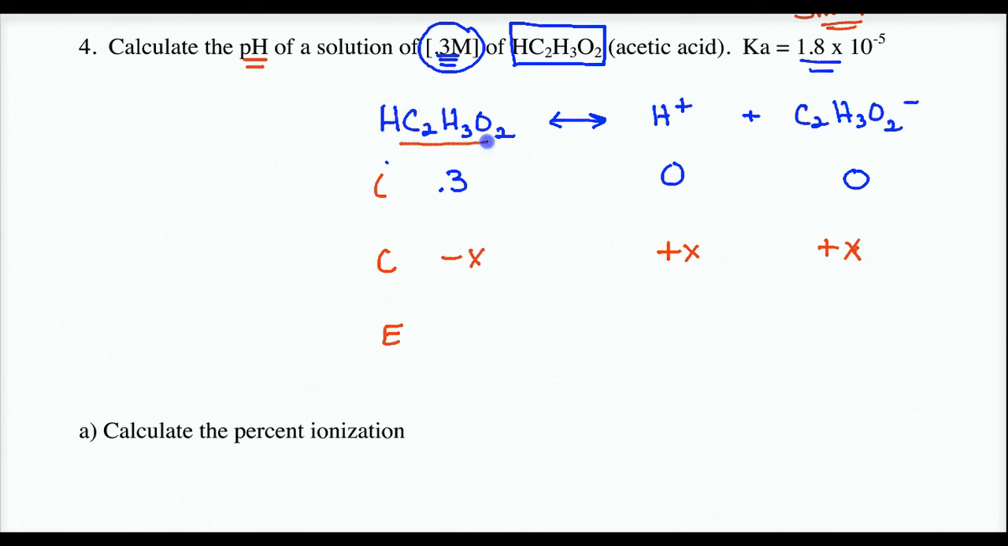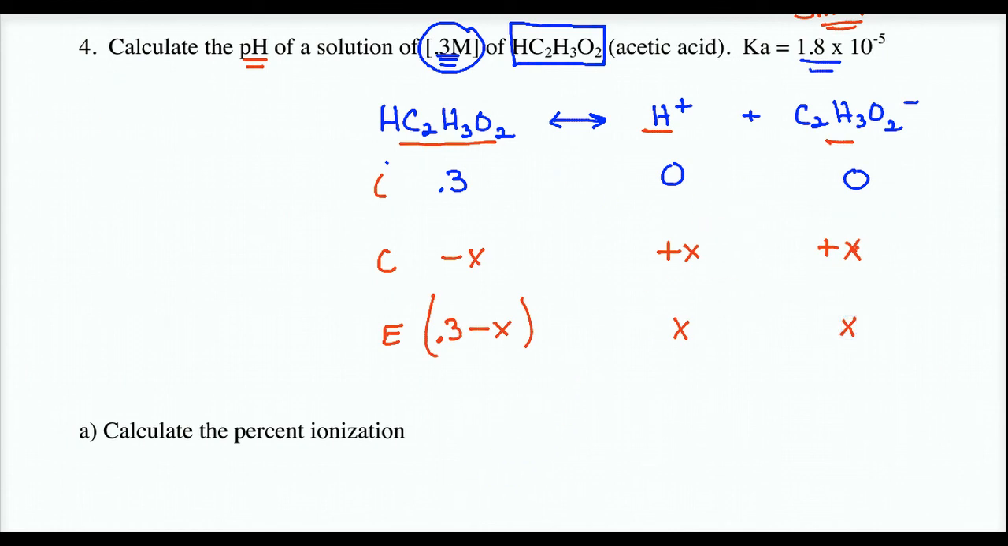For every one of these that breaks apart, you make one of these and one of these. So how much this loses is exactly how much this gains as it goes forward a little bit as it reaches equilibrium. Now, in the other problem, they gave me the pH so I could have figured out what this x was. Here we don't have that. So our equilibrium is going to be 0.3 minus x, and this is going to be 0 plus x, which is x, and 0 plus x is x again.